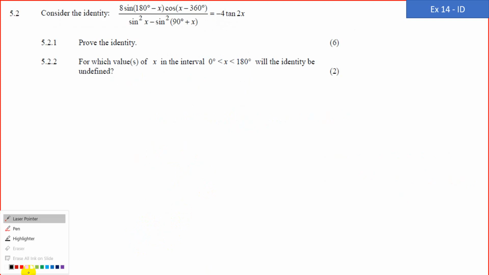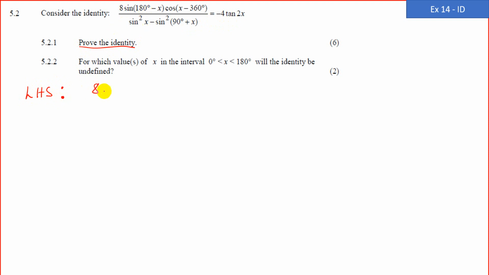Okay, we're looking at the next question. And it says, consider the identity 8 sine (180 minus x) cos (x minus 360) all over sine squared x minus sine squared (90 plus x) is equal to minus 4 tan 2x. So the question is to prove the identity. So I'm going to start with the left hand side. Now there's no need to rewrite the question. So let's work directly with the question.